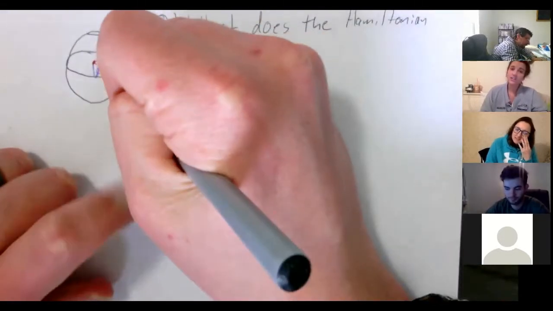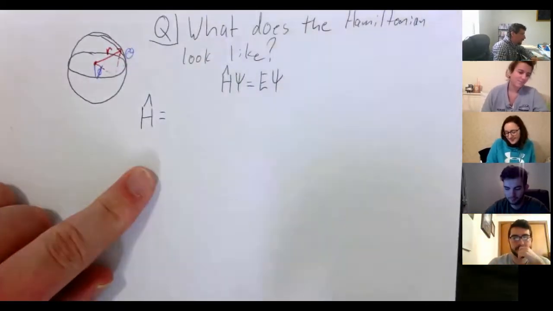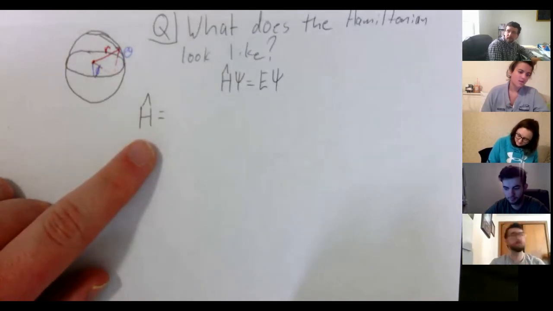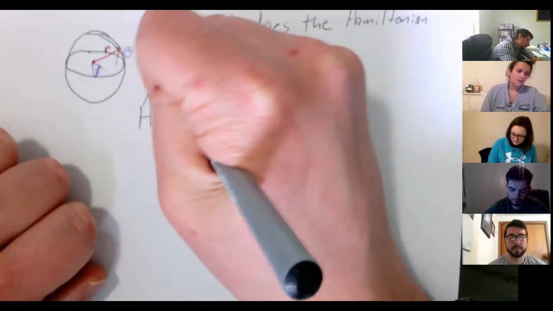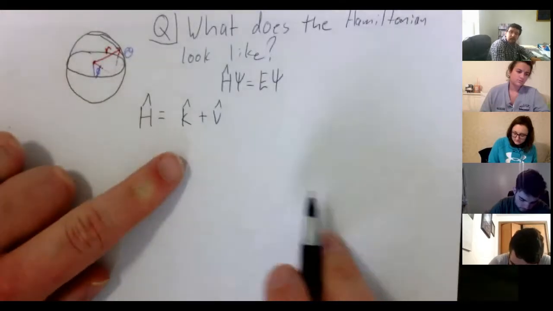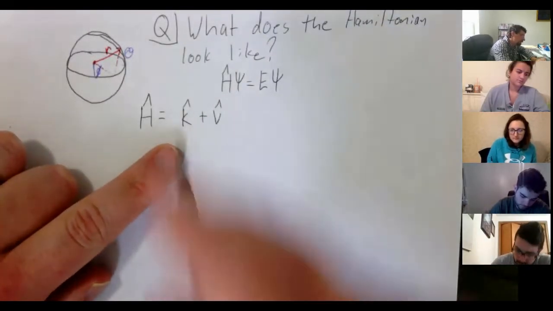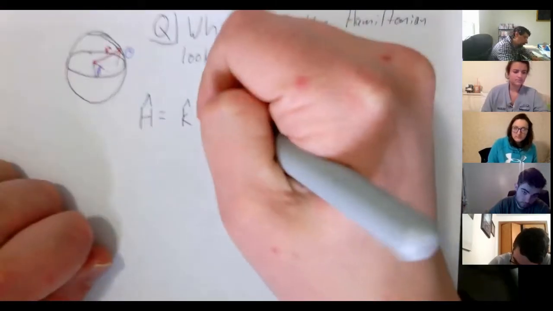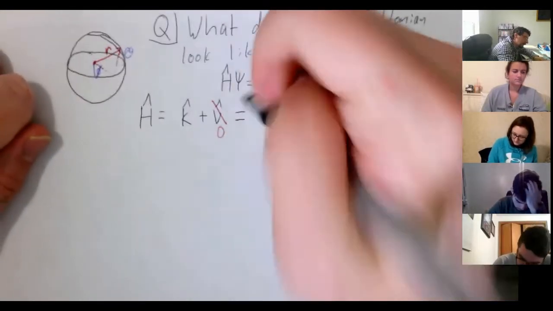Okay, so let's look at that Hamiltonian. The Hamiltonian's always broken down into what parts? Kinetic and potential energy. Yep, kinetic and potential. Can we simplify this in any way, shape, or form? Potential is 0. Yep, this one's 0, so it drops out. We set our problem up that way. So we're just left with the kinetic energy operator.